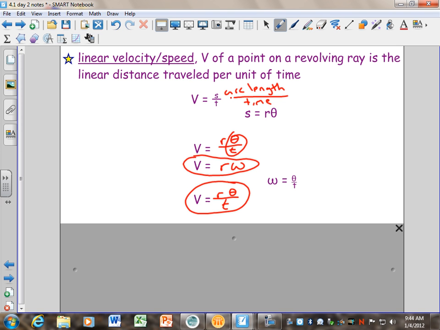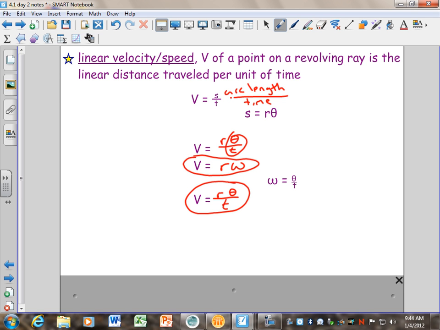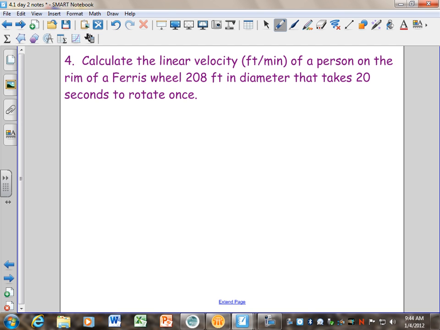All right, we're ready for the first problem. I've been building up for it. I feel this Ferris wheel is going much too fast for me. It says, calculate the linear velocity in feet per minute of a person on the rim of a Ferris wheel, 208 feet in diameter, that takes 20 seconds to rotate once. That's pretty fast.